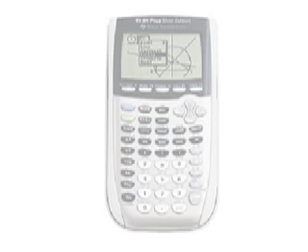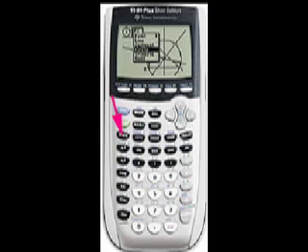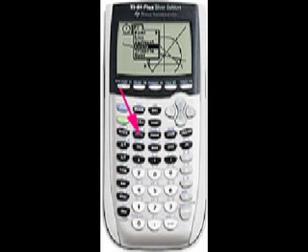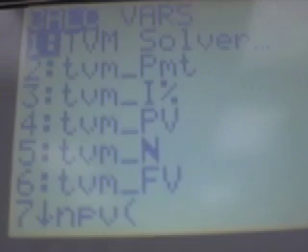Turn your calculator on, then find the math key, which is the third button down on the left, not counting the graphing keys. Immediately to the right of the math key is a key marked Apps, A-P-P-S. Press Apps. This brings up a menu of preloaded applications, including one called Finance. This should be the first one on the list, but if not, scroll down with the down arrow key until you find it. Once Finance is highlighted, press Enter.